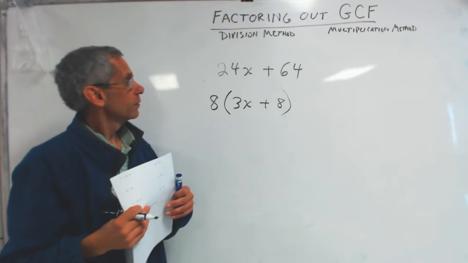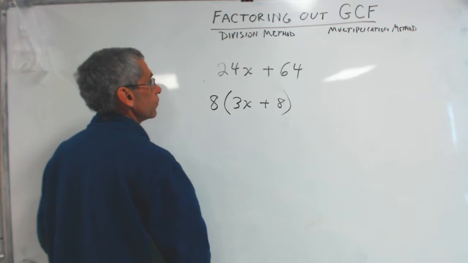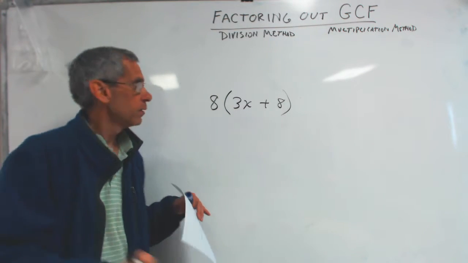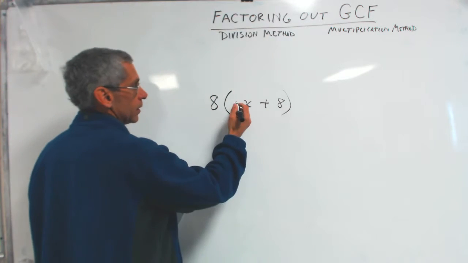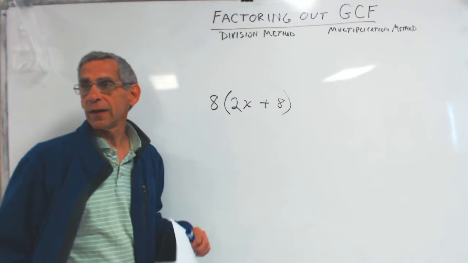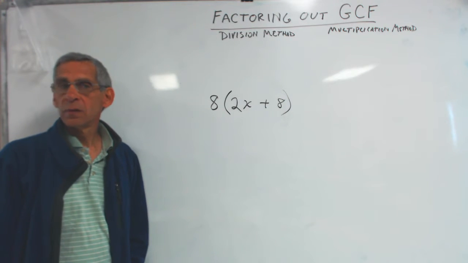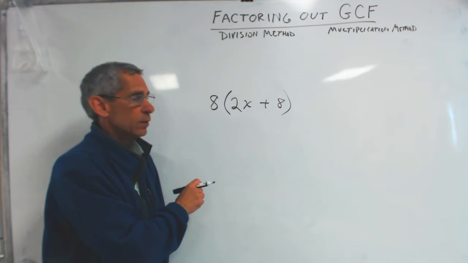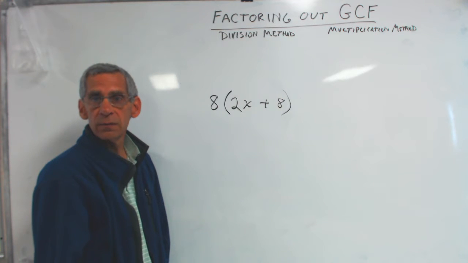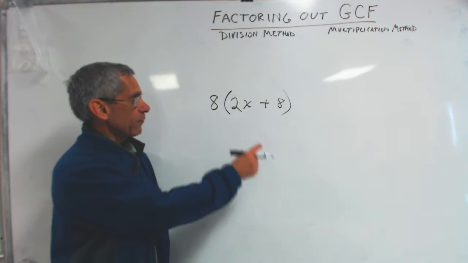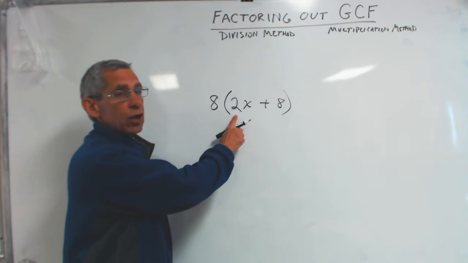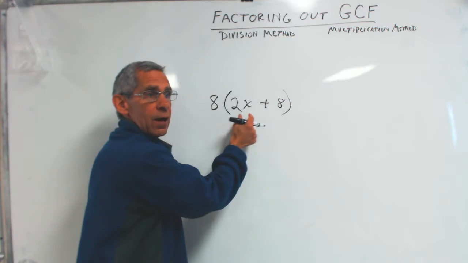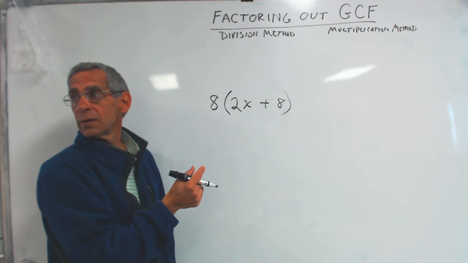Now, what if I'm going to erase this for a second. Let's say we factored something and the answer we got was 8 parentheses 2x plus 8. Am I done? No, you're not. After I finish factoring, I have to look at what's inside the parentheses. And if there is still a greatest common factor, I'm not done yet.